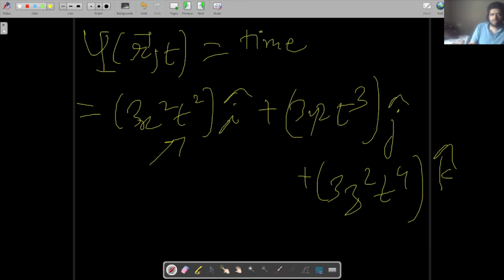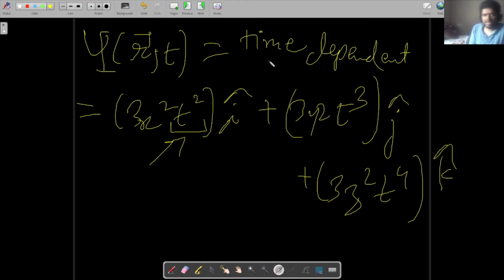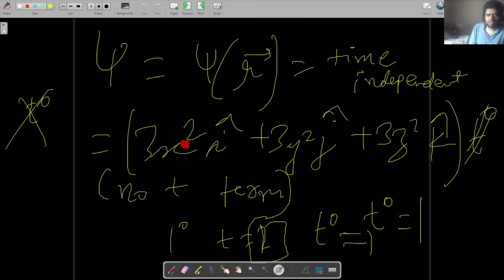Why? Because the value will change with time. Why dependent on time? Because the time term is clearly there. You can see the time term is there over here, over here, over here. So this is what is time dependent. And in the previous one, there was no time term present. Only x, y, and z were present. No t was present. So it is time independent, because even if you put different values of t, there is no t term present over here.